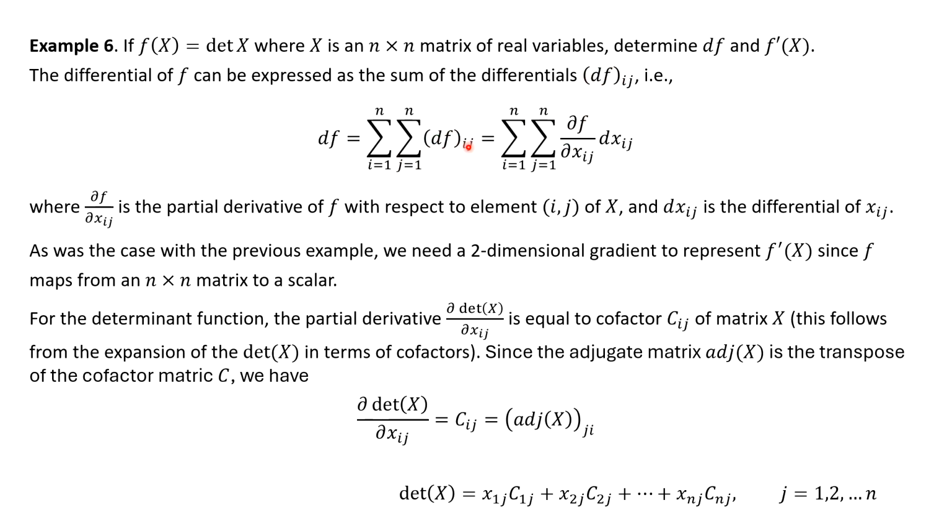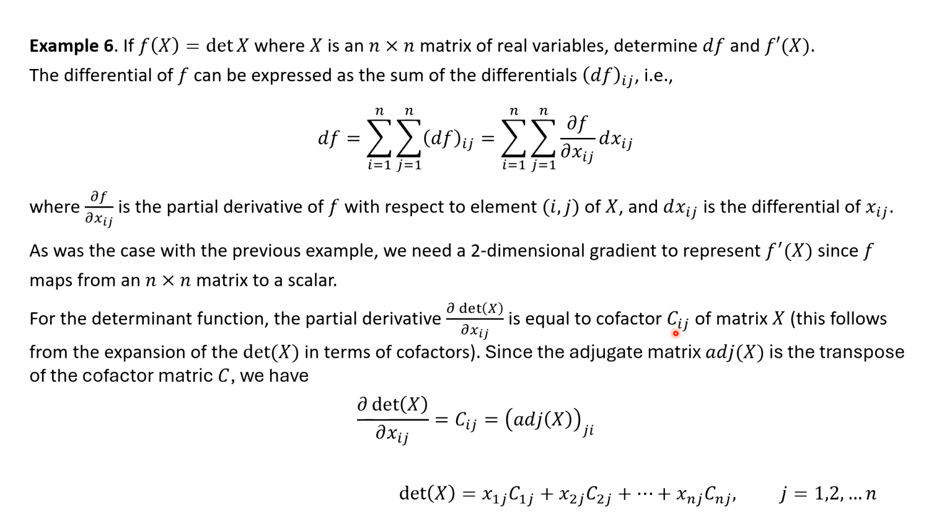And then each df ij is the product of the partial of f with respect to xij times dxij, which is the differential of xij. So as was the case with the previous example, we need a two-dimensional gradient to represent the derivative of f of x, which I'll get to on the next slide. For the determinant function, of course, we need to actually compute what these things are, and we're going to use the cofactor matrix.